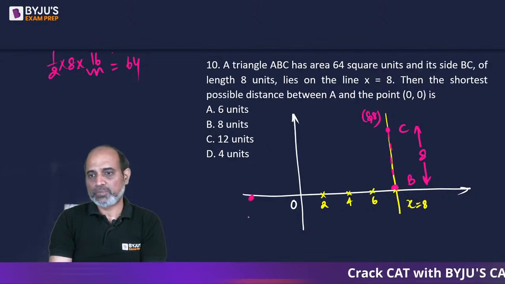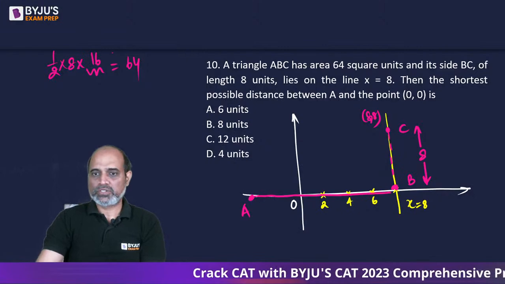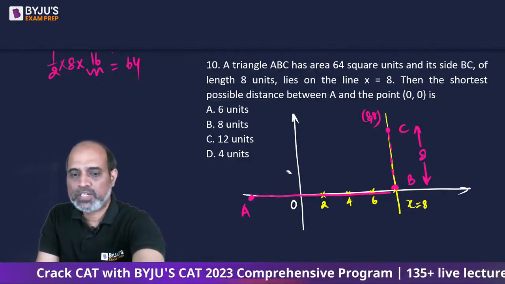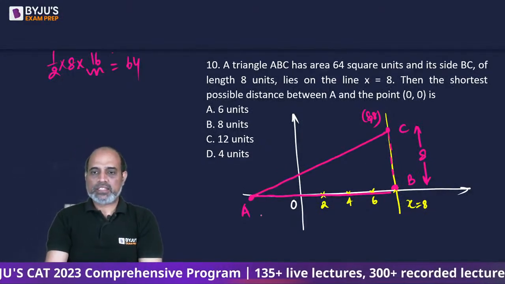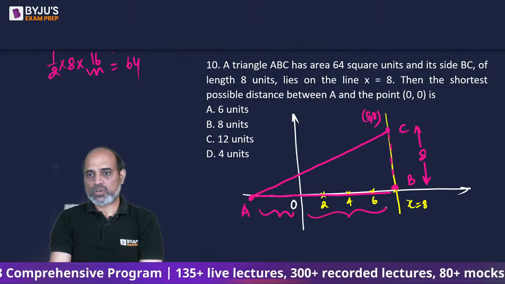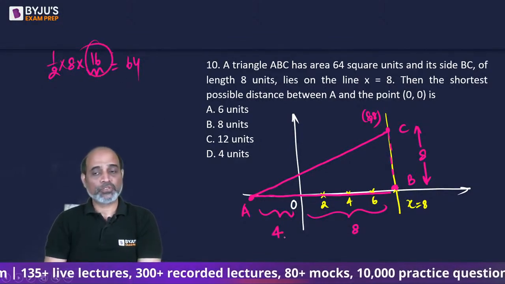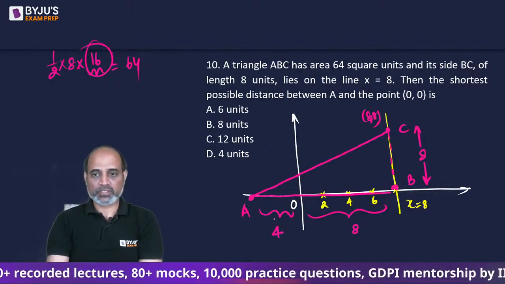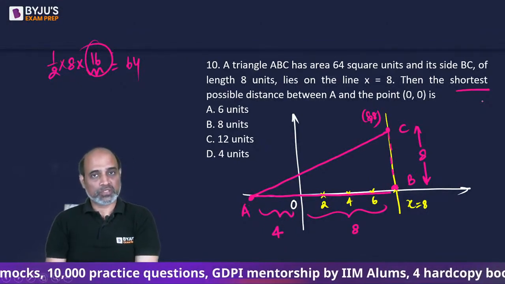If I need the height to be 16, don't you think A should be over here so that this is the triangle that we are looking at? Now, what is that particular distance? So this length is already 8. We need the height to be 4. So this is going to be 4. So what is the distance between point A and the origin? 4 units, right? Now the question arises, is this the shortest possible distance?